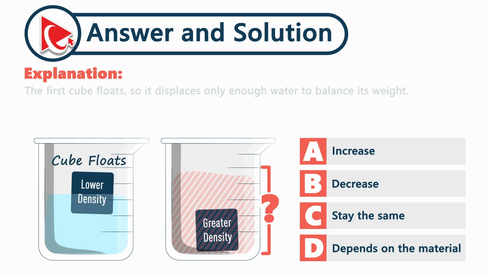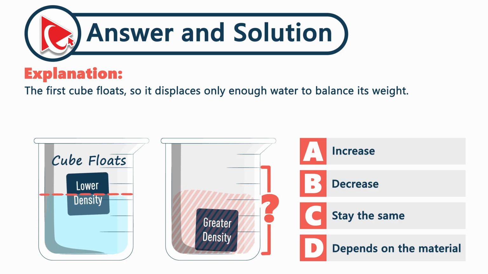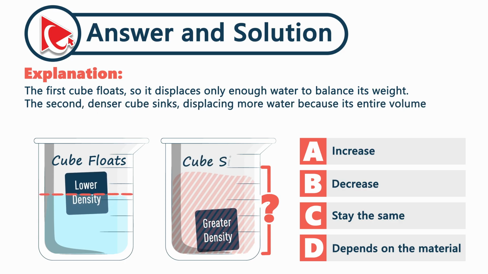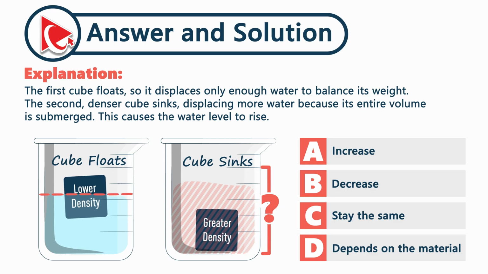The first cube floats, so it displaces only enough water to balance its weight. The second, denser cube sinks, just because it's heavier. And the second cube will displace more water because its entire volume is submerged. Or, I guess, submerged deeper than the first cube.